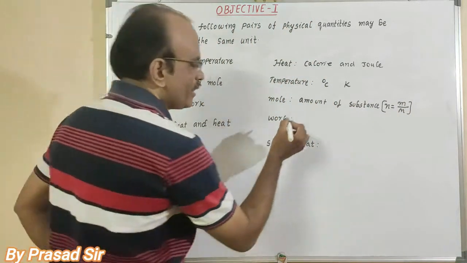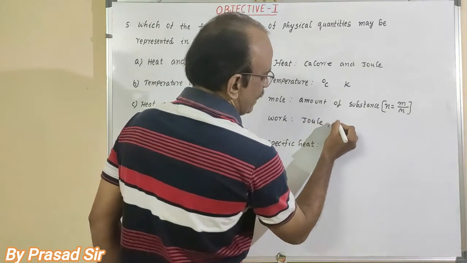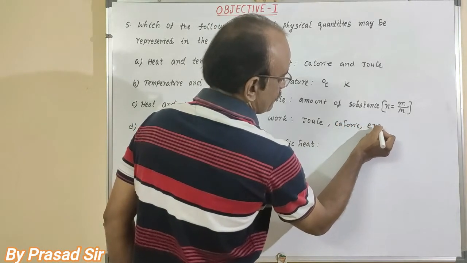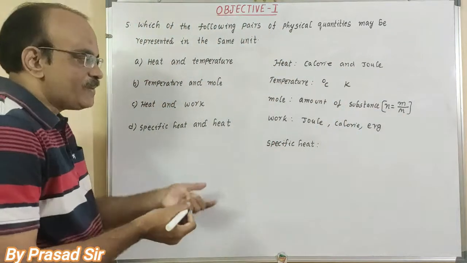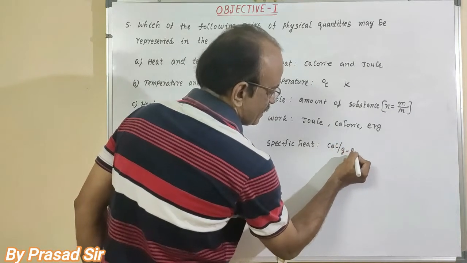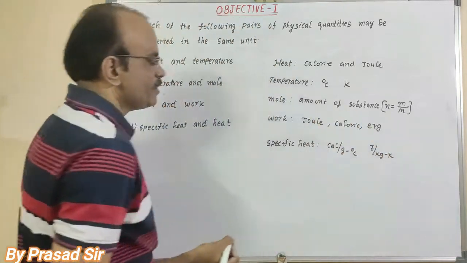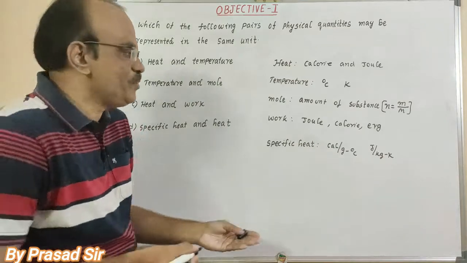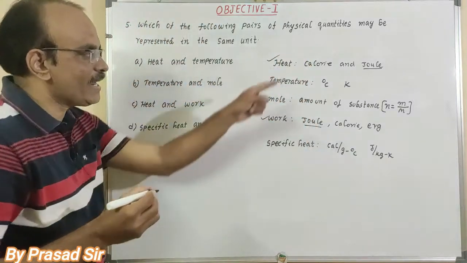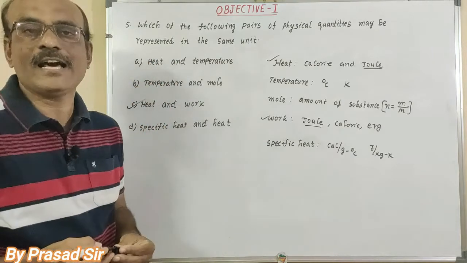Work is joule and calorie, and erg. Then specific heat. Specific heat is nothing but calorie per gram degree centigrade and joule per kg Kelvin. So among all these, which are having the same units? Joule and joule. That means heat and work are having the same units. So the correct option among all these is C.